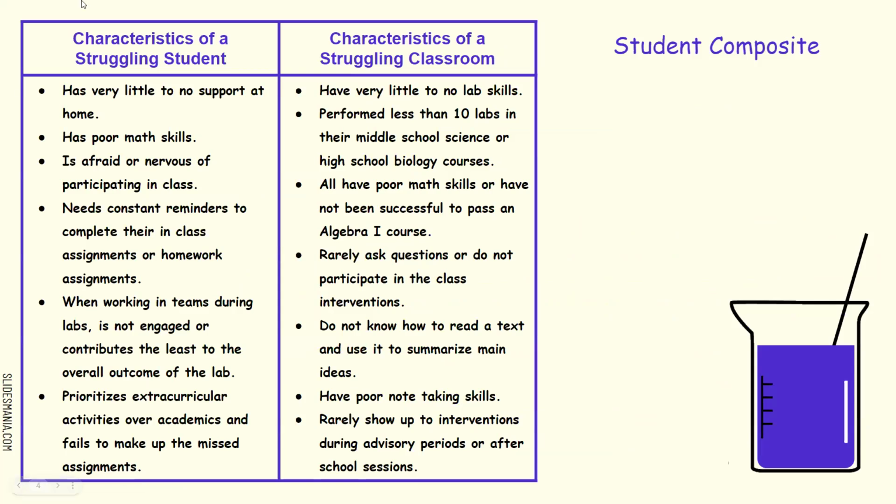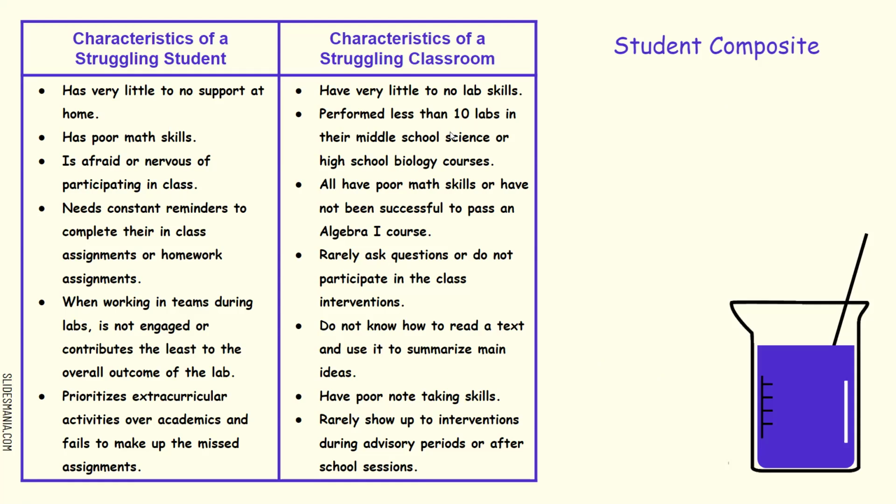The characteristics of a struggling student, in other words, what I noticed could potentially get in a student's way, is having very little to no support at home, having very poor math skills, being afraid or nervous of participating in class, and constantly being reminded as to what assignments they need to complete in the course. When working in teams, they're not engaged or they contribute very little. They prioritize extracurricular activities and don't make up missed assignments. So that's for the struggling student in chemistry.